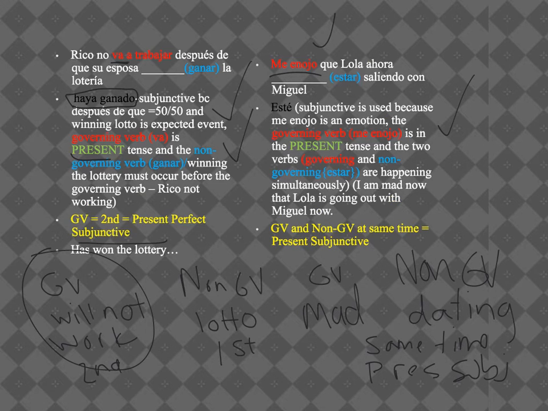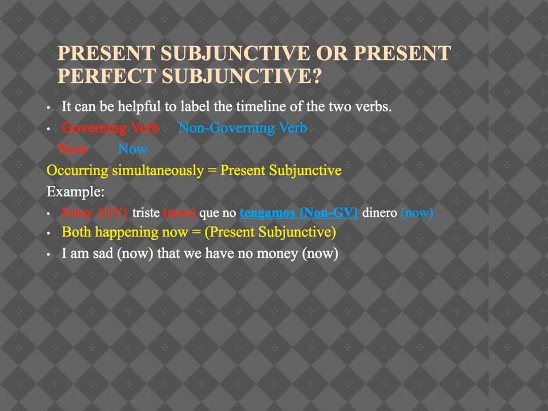Okay? As it's explained up here, two verbs are happening simultaneously. I'm mad now that Lola's going out with Miguel right now. So when they're happening at the same time, you use what we've been using for a month and a half, present subjunctive. Okay? All right. So a lot of times it's going to be really helpful to label the timelines of your two verbs, okay? Governing verb now, non-governing verb now. If the two verbs are happening simultaneously, you use present subjunctive, okay? Obviously, subjunctive has to be required.